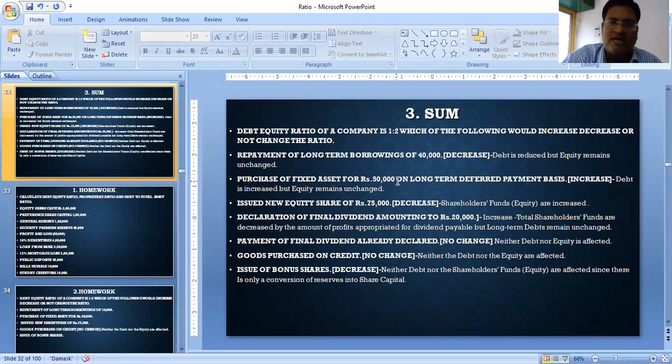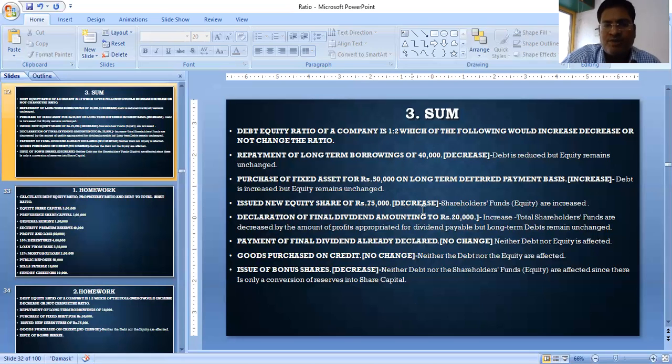Purchase of fixed asset of 50,000 on long term deferred payment basis, it will increase because debt has increased. Debt equity, nothing to do with asset. My equity remains same, my debt has increased because on long term deferred payment basis I have to pay. That means my debt has increased.